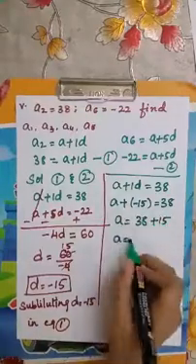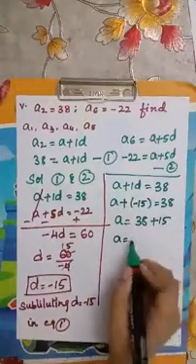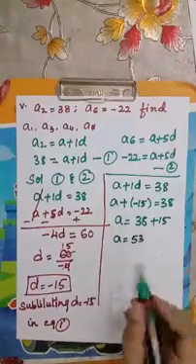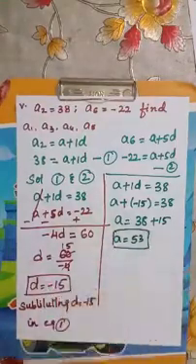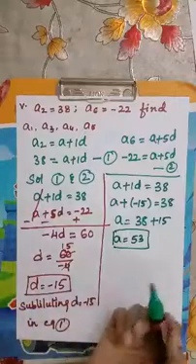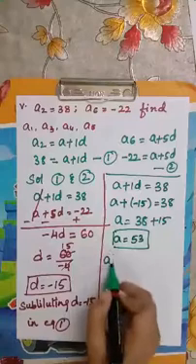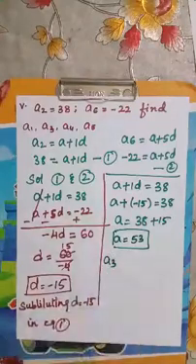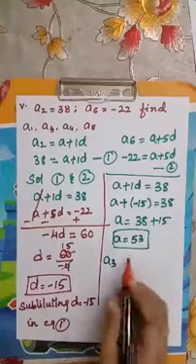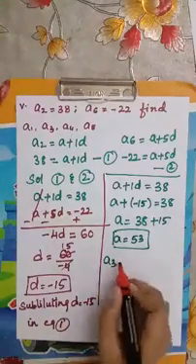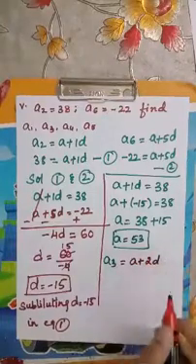So A is equal to 53. We got the value of A as 53 and D as minus 15. अब हम इसके बाद A और D आने के बाद कुछ भी find कर सकते. So first we are going to find A3. A3 formula A plus 2D. अच्छा, हमको A1 तो आ गया.